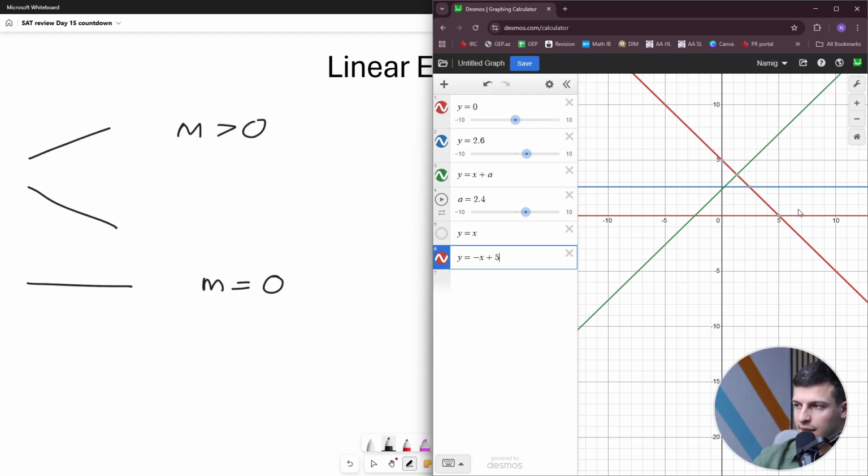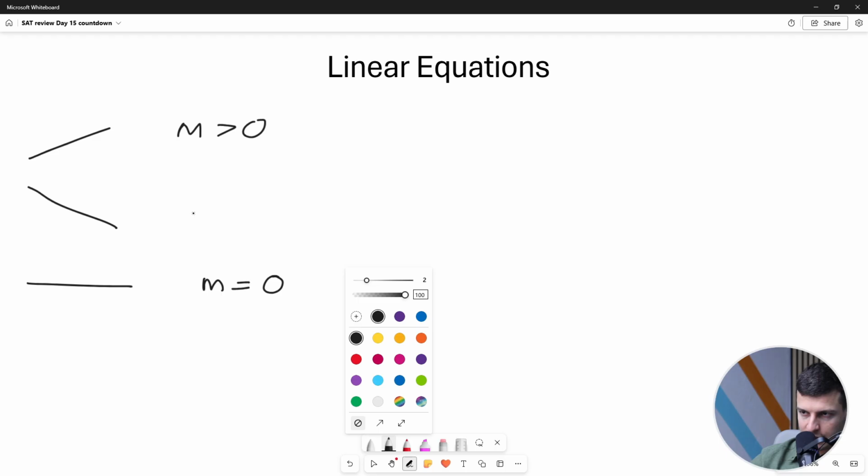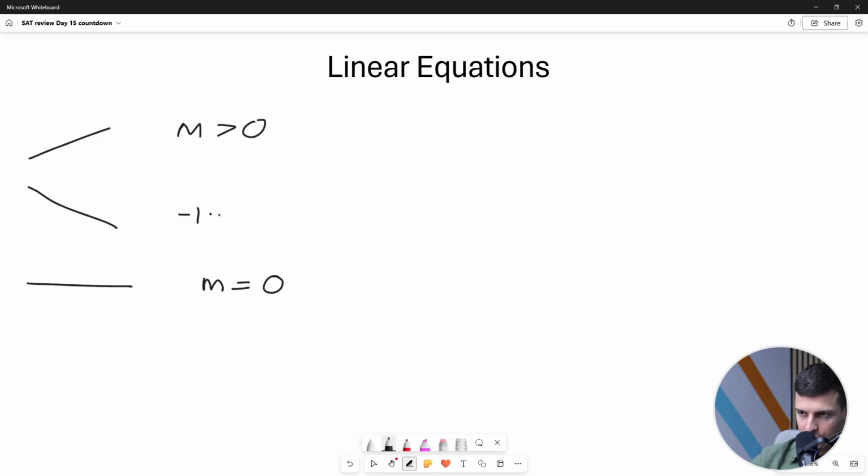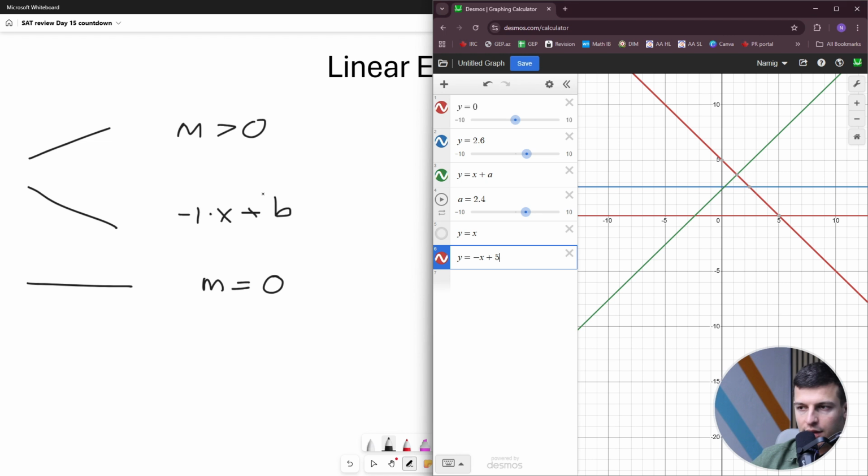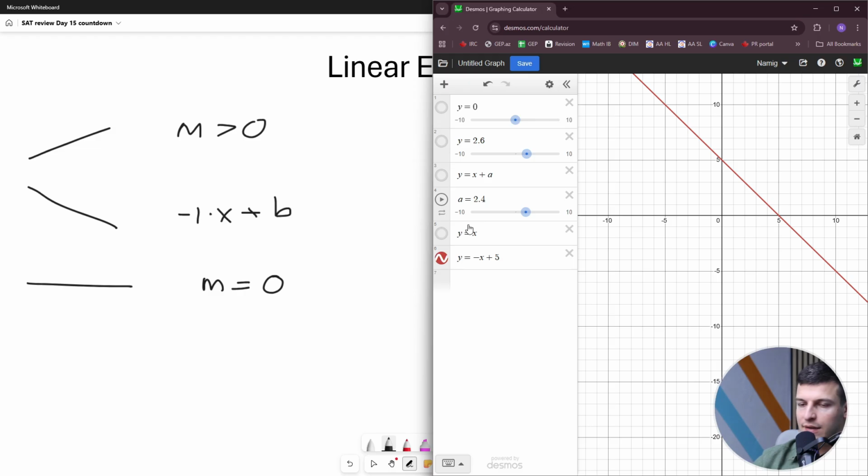Okay, again, we have an intercept, which is 5. Y-intercept is 5. But this time, x has a negative coefficient. Now what that actually is, is just negative 1, because we don't write the 1. That's what we're looking at right now. So as you can see, let me turn this one off, and these two. Now we have a line with a negative slope, so it goes downwards.